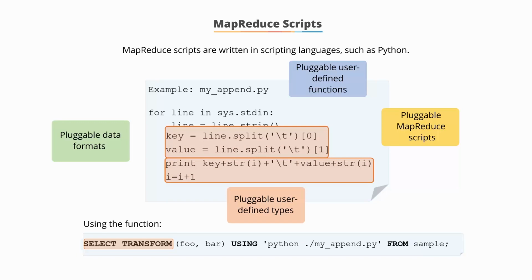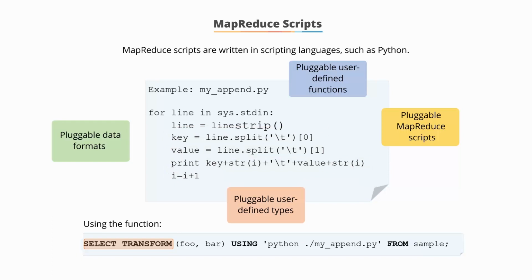Here, the key value pairs will be transformed to string and then delimited by tab before feeding to the user script by default. The method strip returns a copy of all the words in which whitespace characters have been stripped from the beginning and the end of the word. The method split returns a list of all the words using tab as the separator.